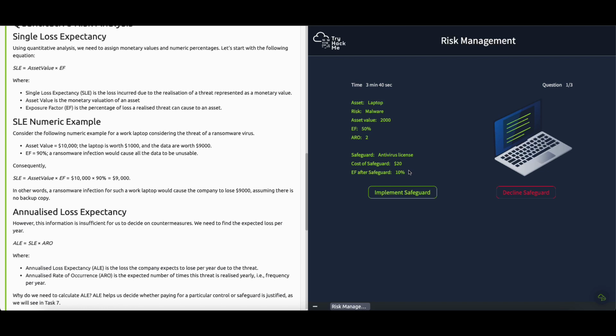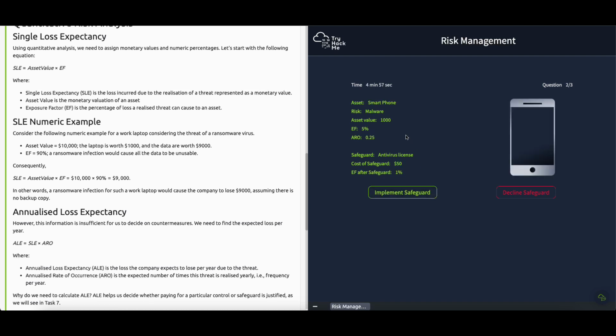After the safeguard, we have to think like that. The cost of safeguard is $20, but the SLE, single loss expectancy after the safeguard, becomes like that: 2000 multiplied by 10%, which is 200, plus cost of safeguard, okay? And this way it makes sense that we have to implement safeguard.